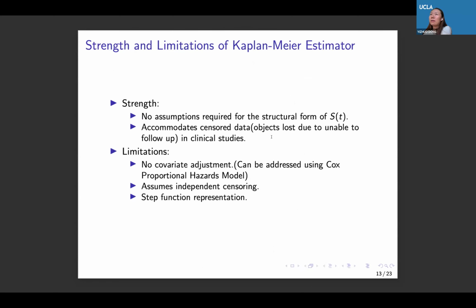So now we have talked about the strengths and some case studies of the KM estimator. We also cannot ignore their limitations. One important limitation is that they do not account for different covariates such as gender, age, or income groups. And now my teammate Muzhi will be talking about how we can use the Cox proportional hazards model to address such a limitation.